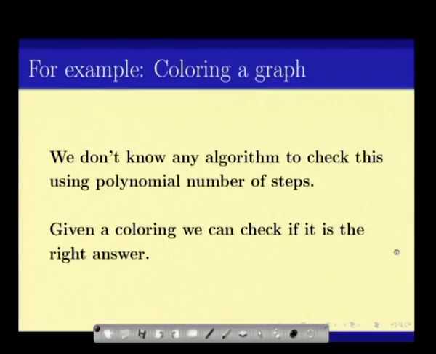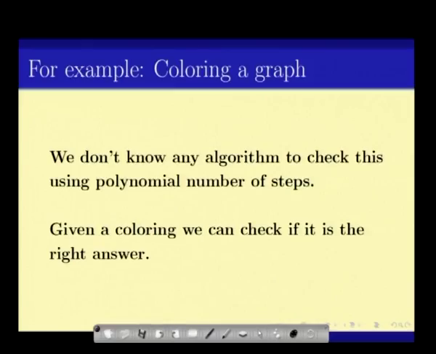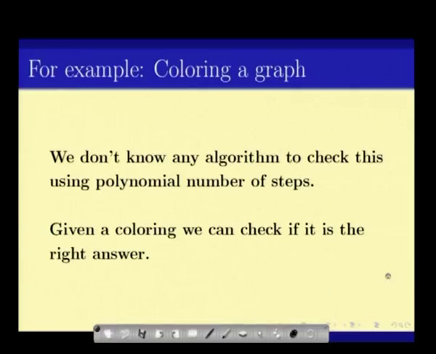For this problem, we don't know of any polynomial time algorithm, but it has a nice interesting characterization. It has the property that if I give you a coloring and I ask you, is this a valid coloring? So, I colored the map and ask you, is this a valid map? Then I can check whether it is a valid map in polynomial time, because all I need to look at is all the adjacent states and see whether they are different colors or not. That would take me just polynomial time. So, given a coloring, we can check whether the answer is right.